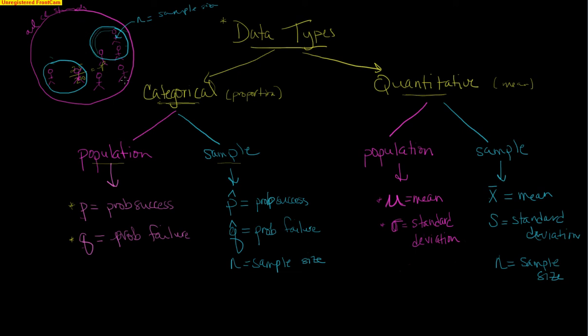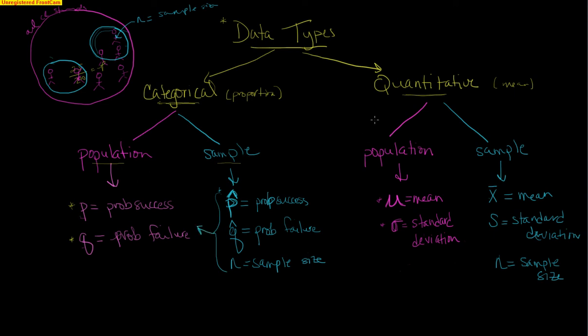So if we're looking at categorical data, we would have a probability of success amongst our sample, and that's where this little hat comes above our P, the probability of the sample. So that's the difference between a P without a hat and a P with a hat. One has to do with our sample, one has to do with the population as a whole. And again, we take data on the samples to draw conclusions about populations.